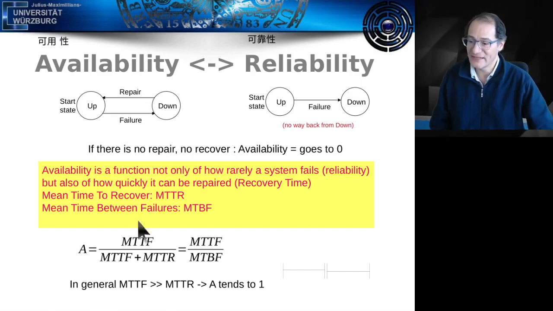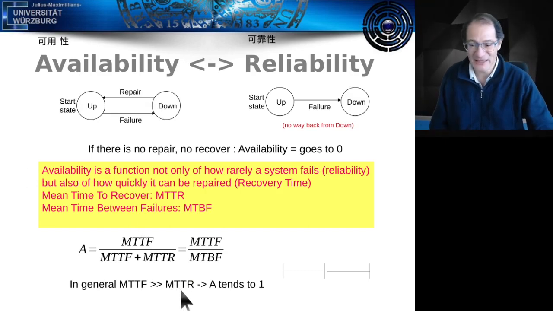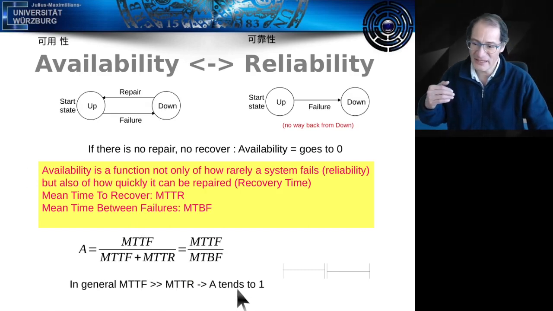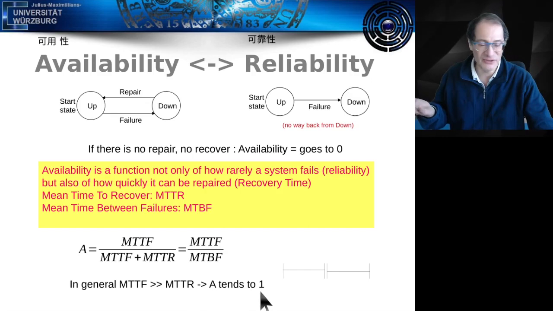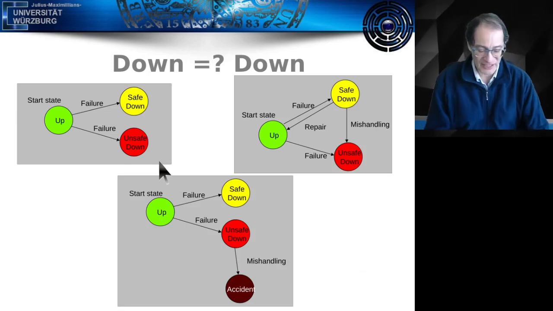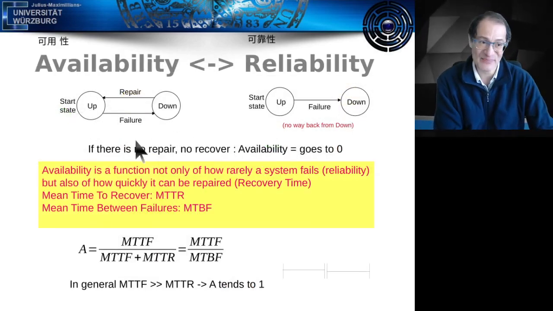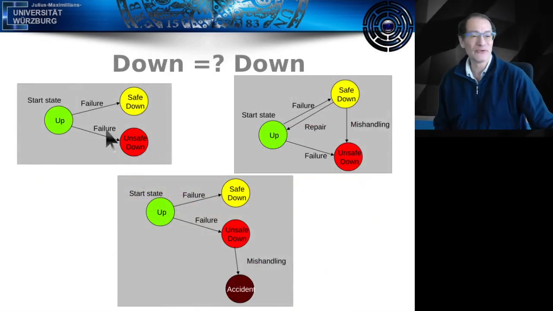And if the mean time to failure is going very big and the mean time to recover is going very low, then we are approaching 1. So it will have a very high availability. But now when we are talking about down, the system is down, not working. Down is not the same like down. For example, we have these cases.